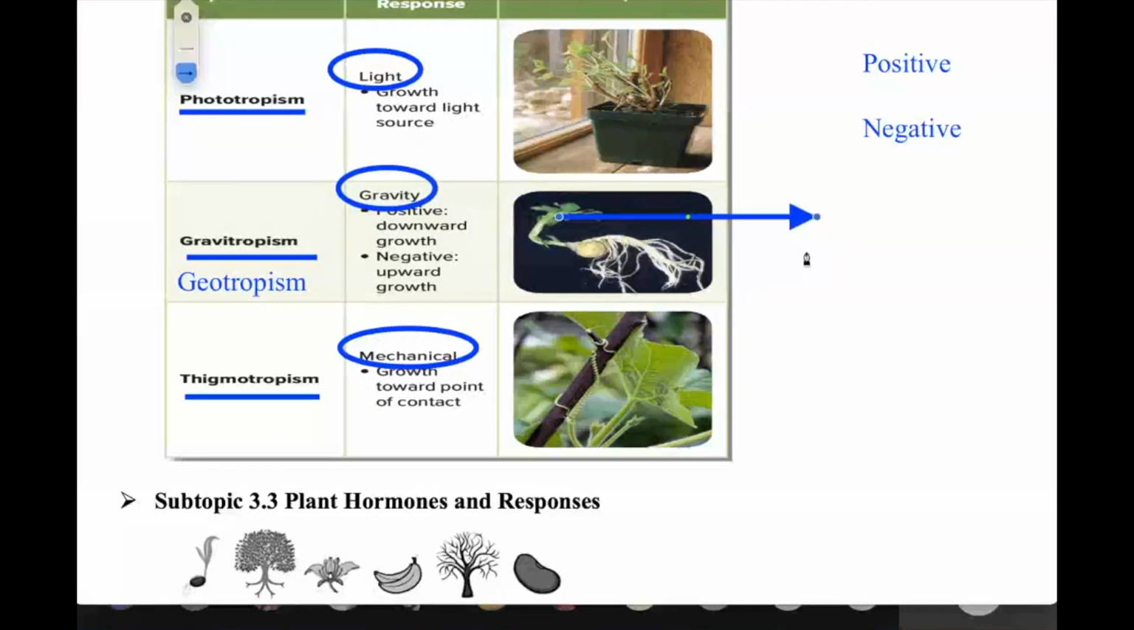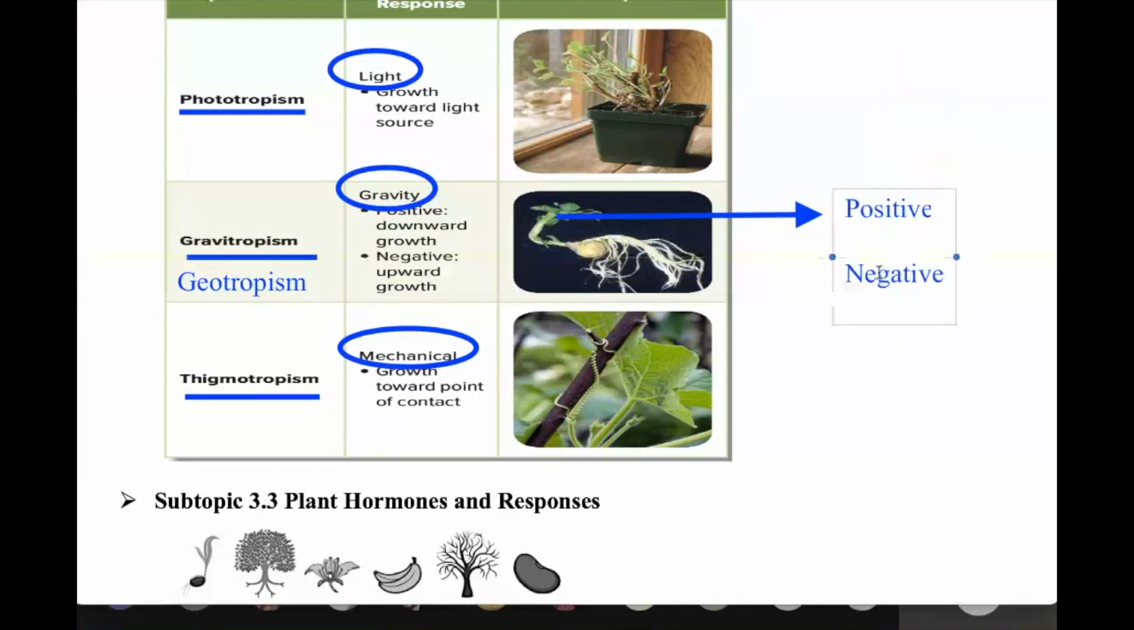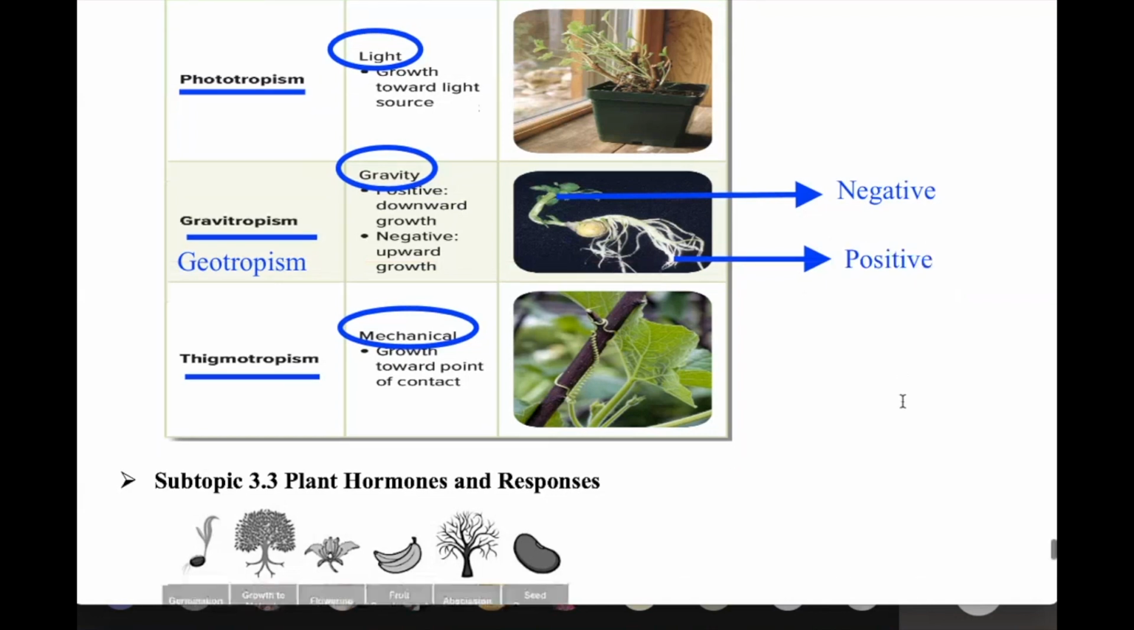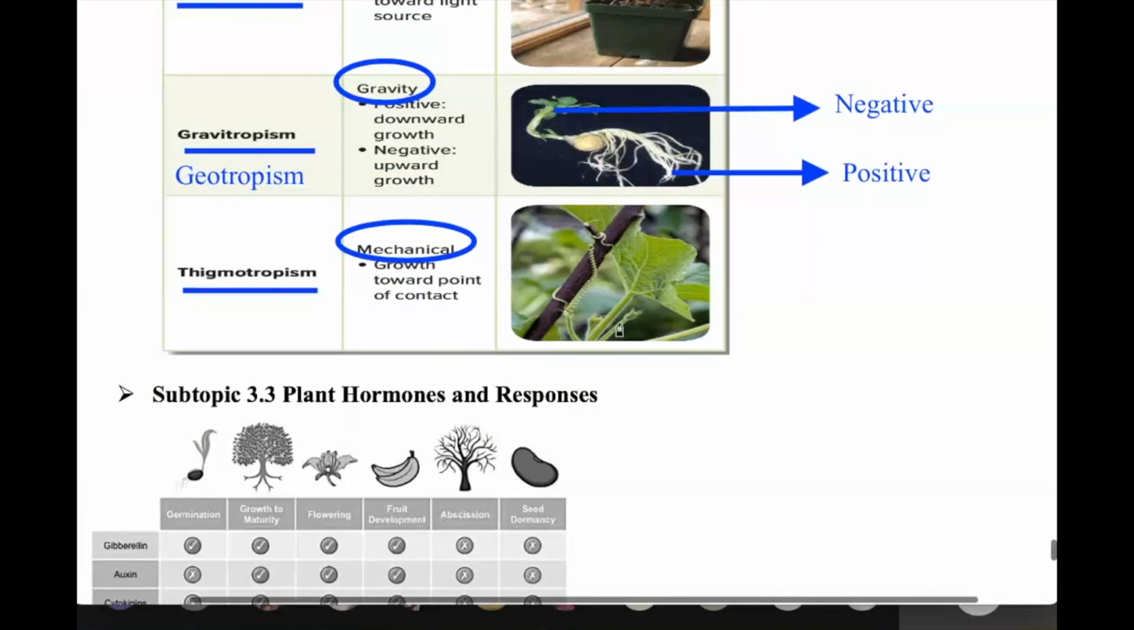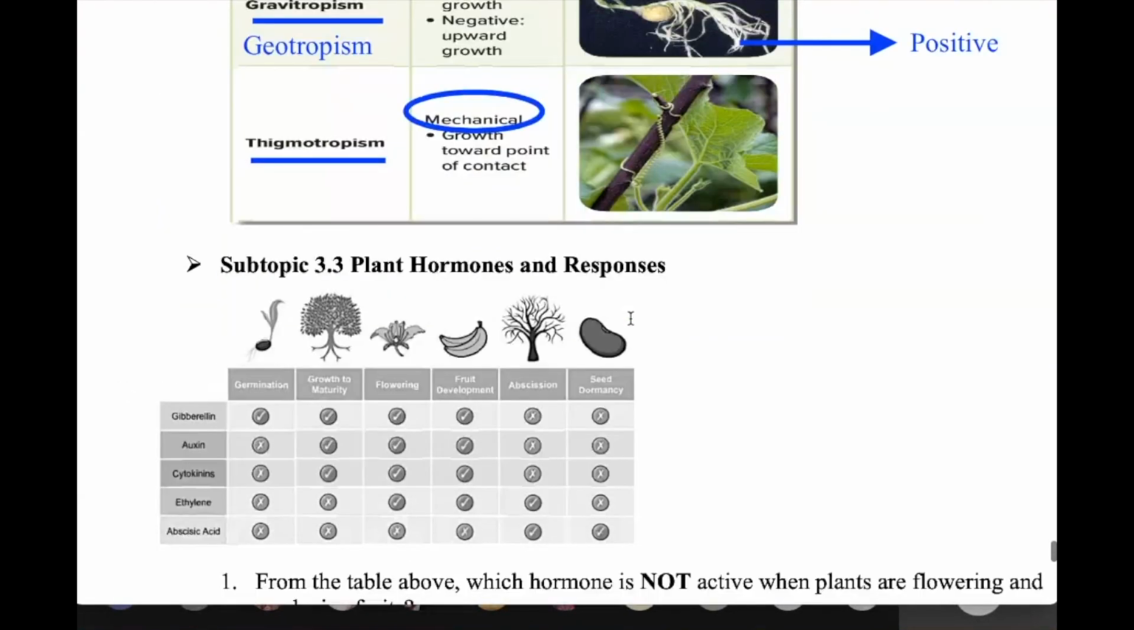Anyhow, geotropism: the shoots are showing negative, and the roots are showing positive, because the gravitational force pulls downwards. The roots are showing positive while the shoots are showing negative. Next one, boys, this picture is thigmotropism, because it is growing towards the contact.